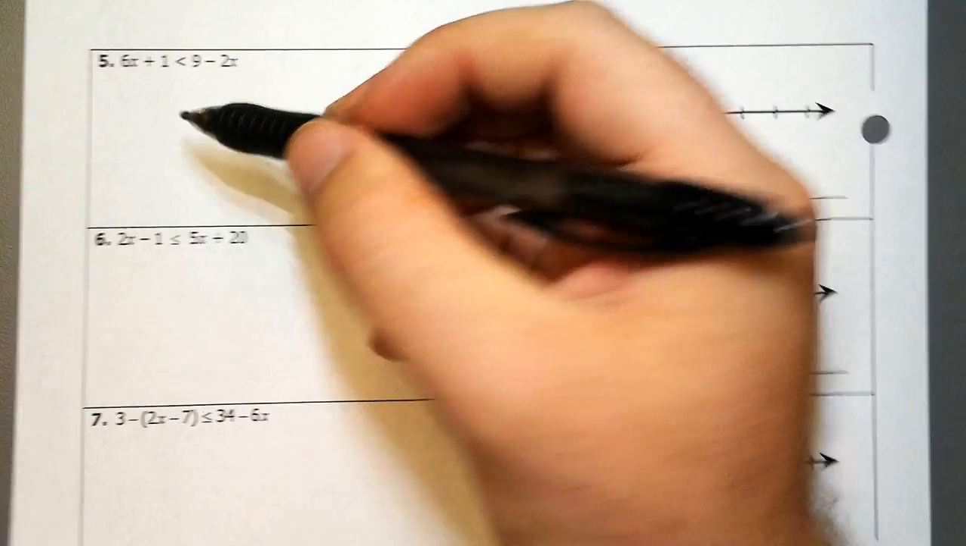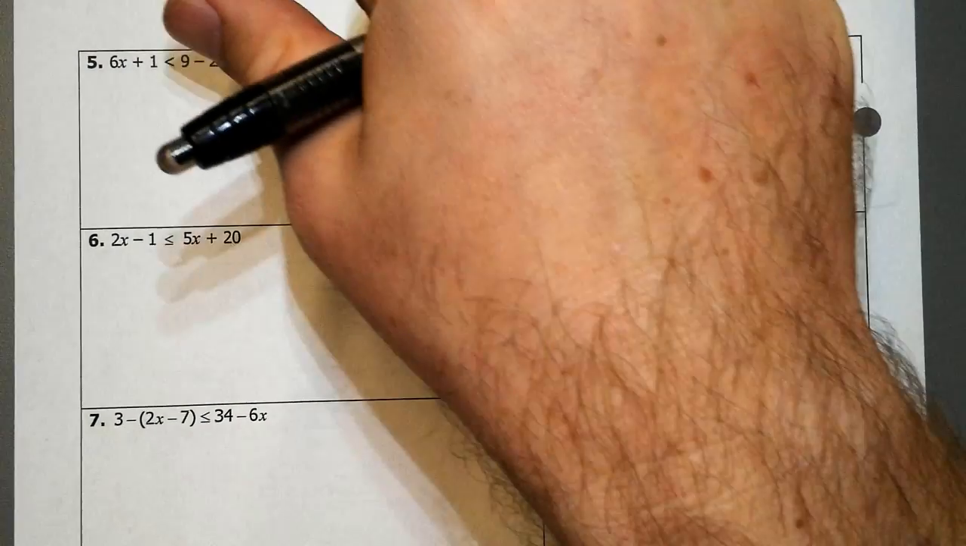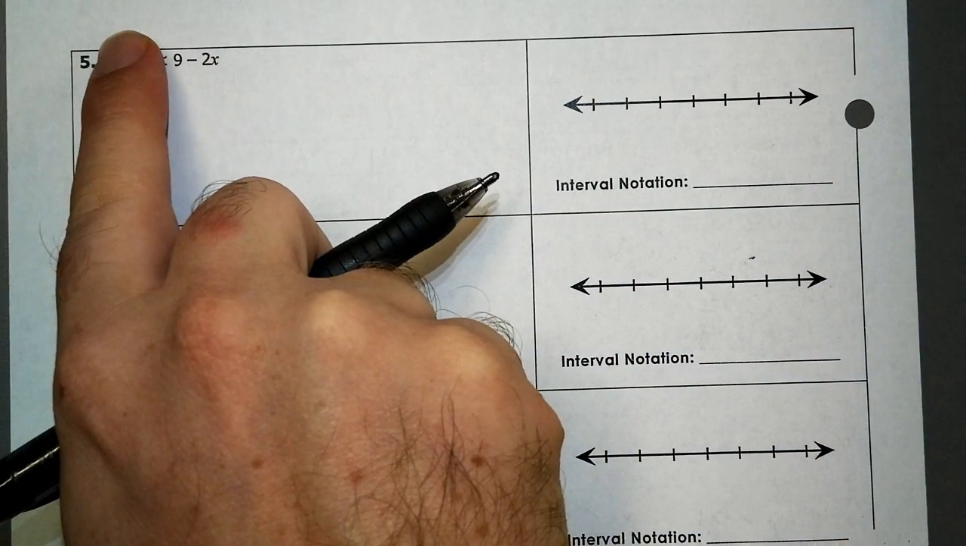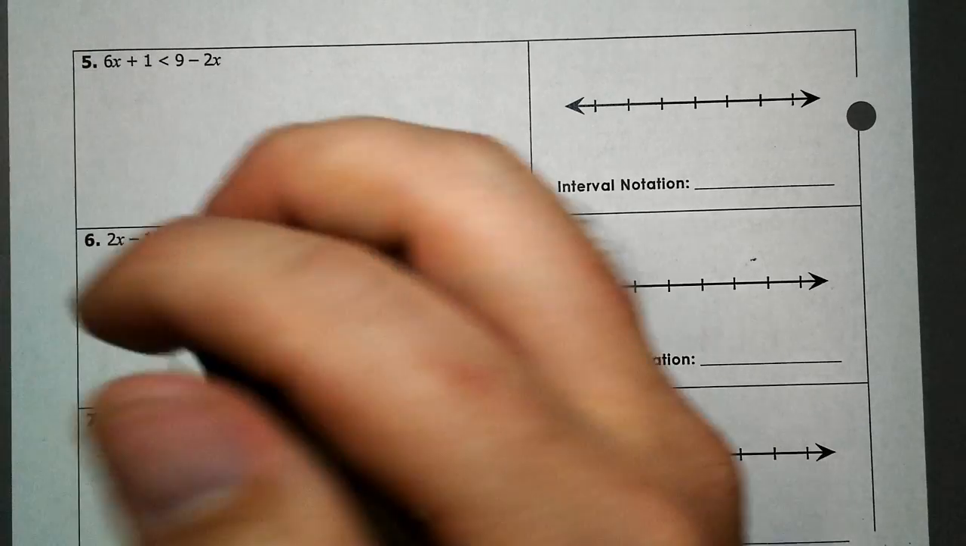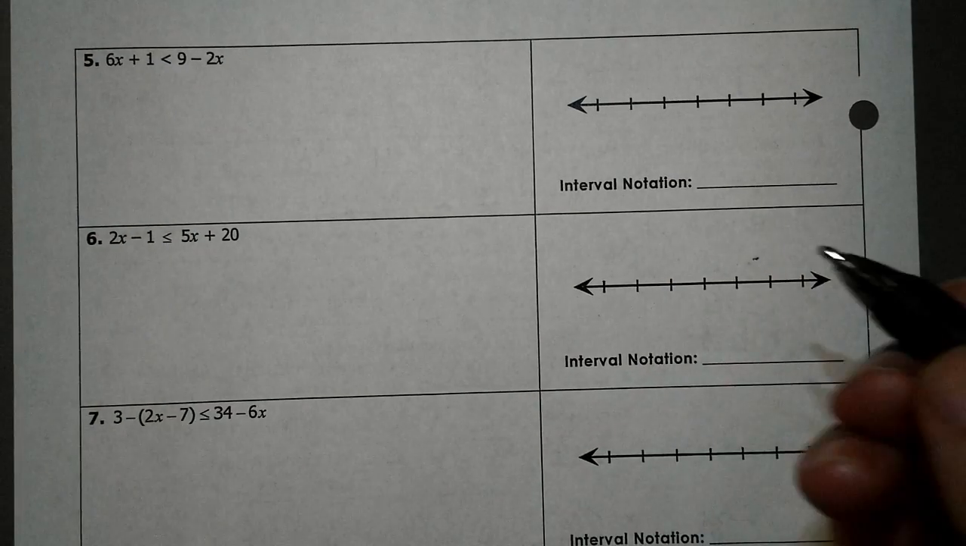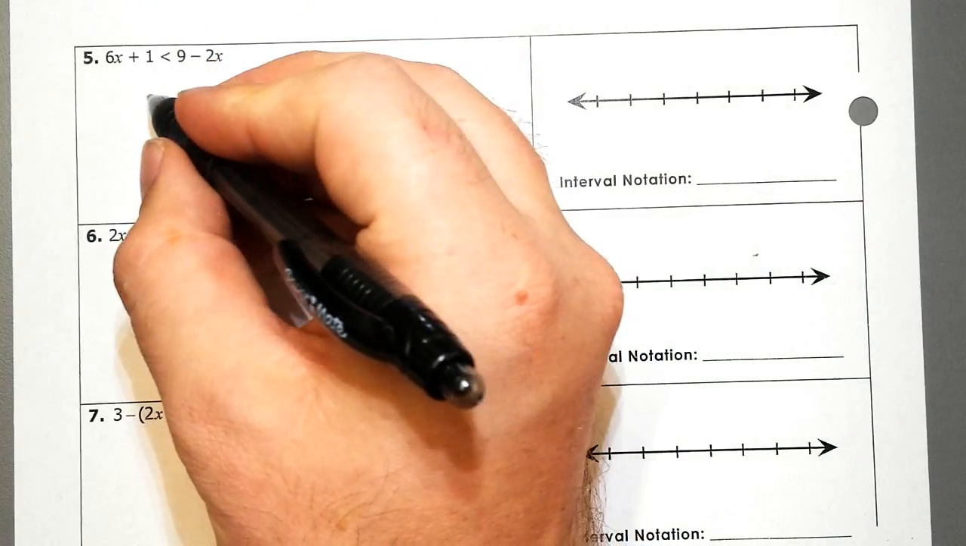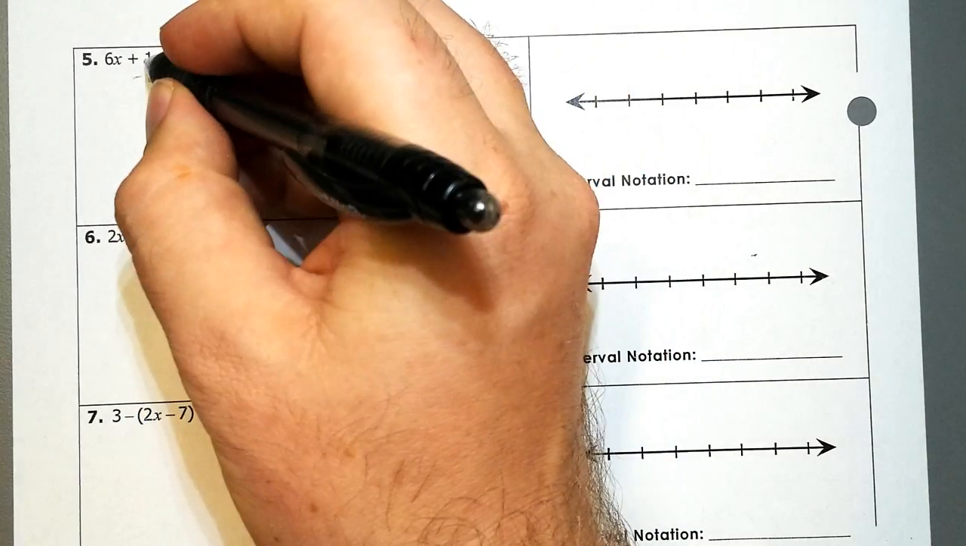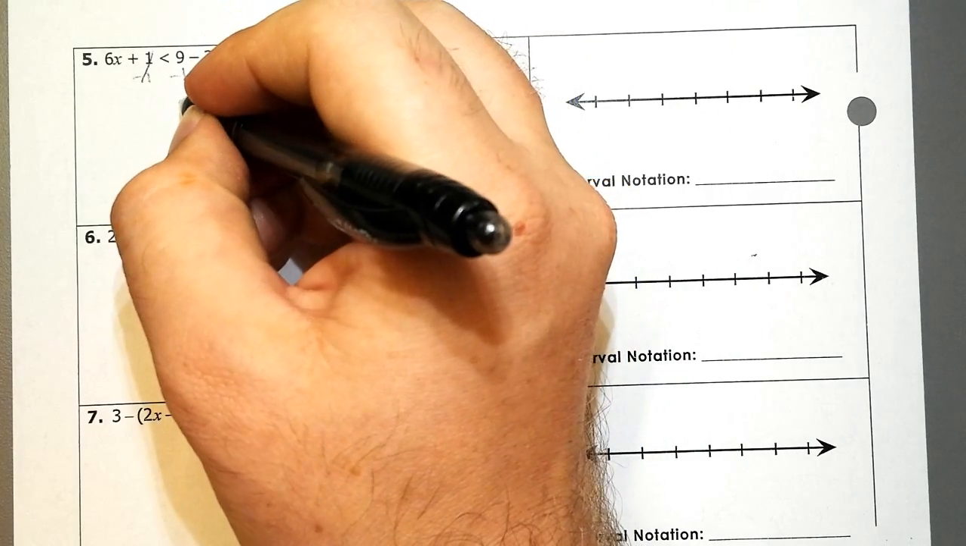There's no parentheses, so I can't distribute. Look in the left. There's no like terms. Look in the right. There's no like terms. So now I'll directly start to move. I'm going to move my numbers to the right just because I've made a habit of doing that. They cancel here. 9 minus 1 is 8.